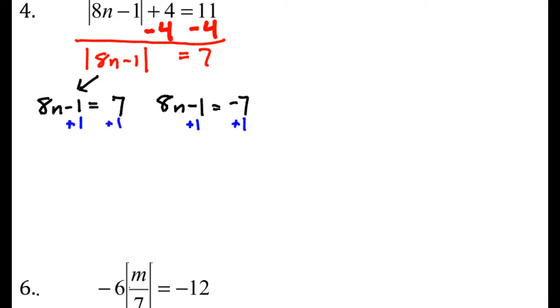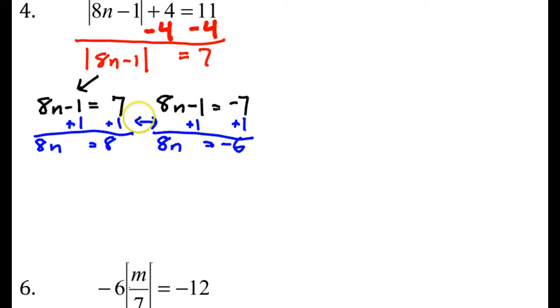And it's up to you if you want to do that, but just know that the algebra is always the same, meaning what you add or subtract to both sides is the same. The answers will come out different because one's positive and then one's negative. Okay, so algebra is the same, arithmetic is different. Okay, let's go ahead and divide everything by 8. Alright, so now we have n equals 1, and n equals negative 6 over 8.